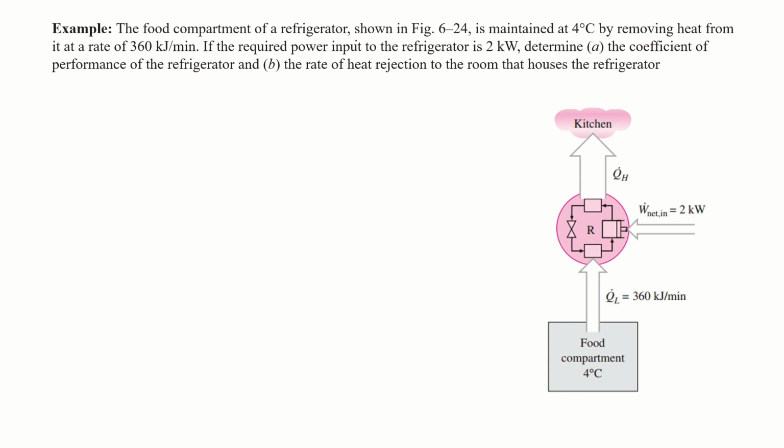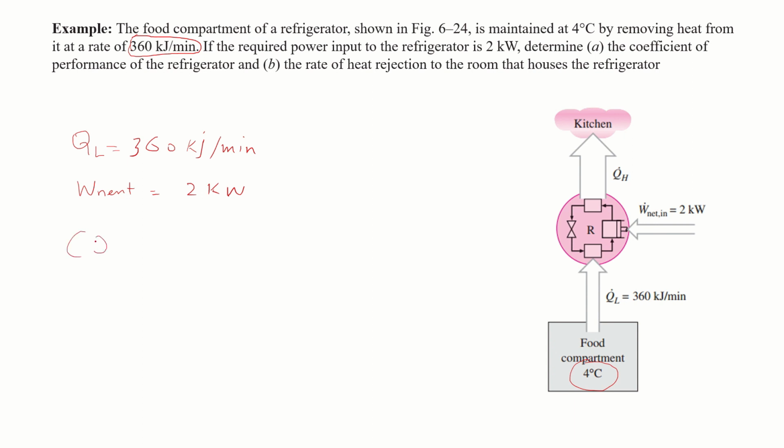The food compartment of the refrigerator shown in the figure is maintained at 4 degrees centigrade. This is the inside of a refrigerator which is maintained at 4 degrees centigrade. The amount of heat which is removed from the refrigerated space is equal to 360 kilojoule per minute, and the power input required for the refrigerator is 2 kilowatt. So W net is equal to 2 kilowatt. First he's asking you to determine the coefficient of performance.